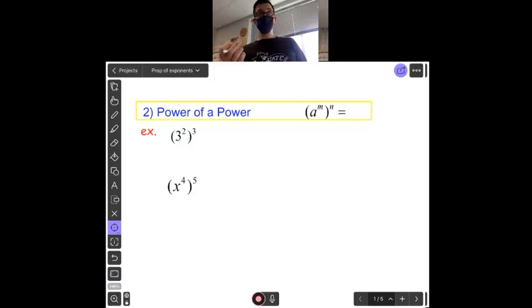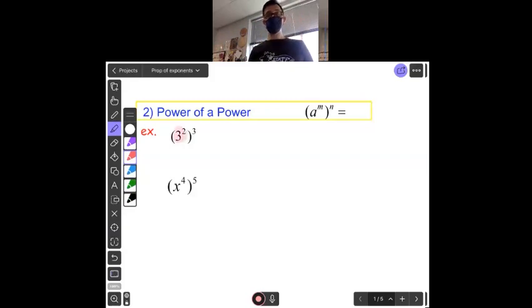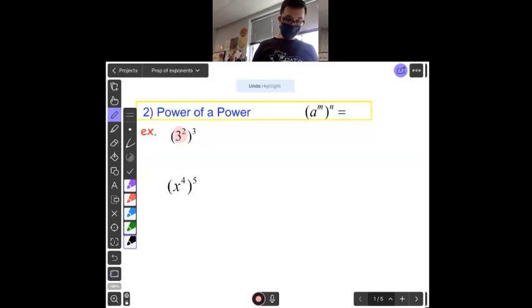Right? What does it mean to cube something? Well, it means to take that thing and multiply it by itself. Even if that thing is something more complex, like 3 squared, we still take that thing and multiply it by itself 3 times. So that'd be 3 squared times 3 squared times 3 squared.